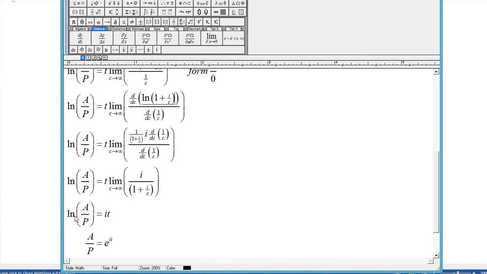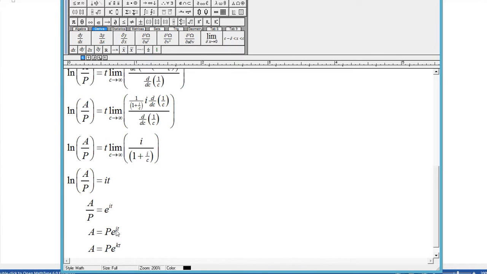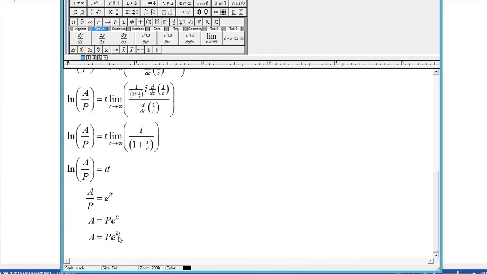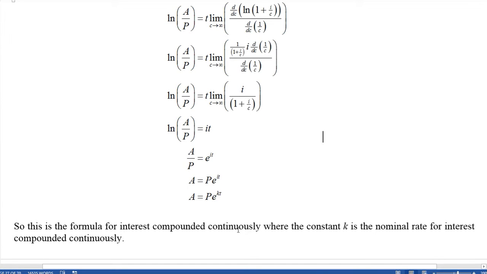Now we want to solve for A, so we rewrite in terms of exponentials: A over P is e to the it, and multiply both sides by P, A equals P e to the it. Usually I write this I with a k. Some people write it with an r, but I already use r for something else, and I always use r for the periodic interest rate, so I always use a k here. So A equals P e to the kt. That is the basic formula for compound interest where it's compounded continuously.